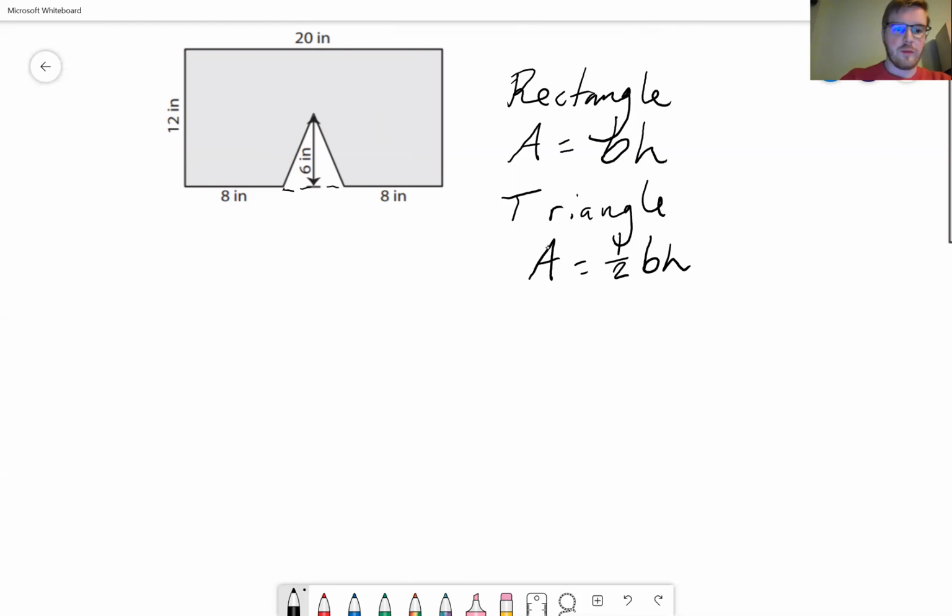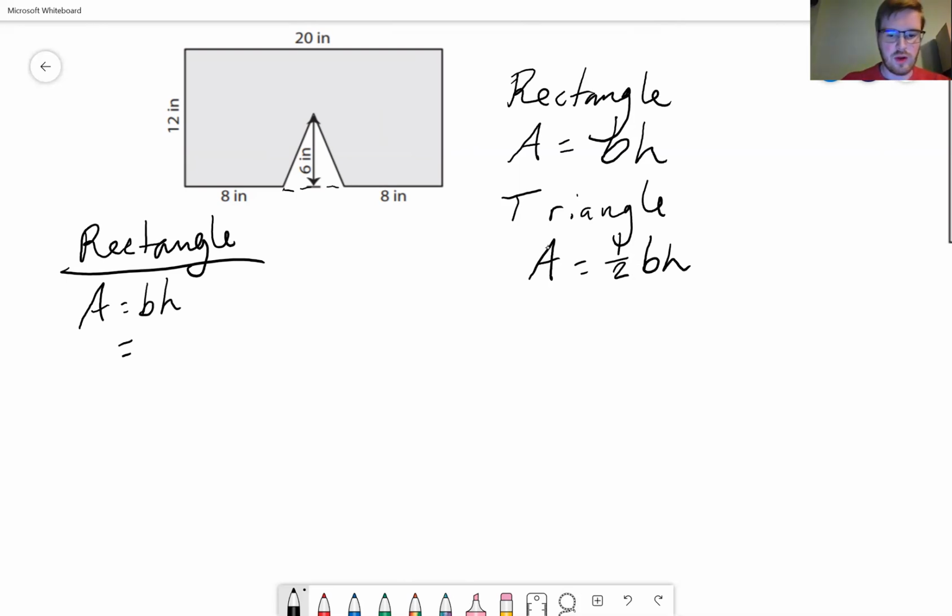All right. So for our rectangle, I'm just going to write the word rectangle over here again. And the formula for our rectangle, we can see, and I'm going to highlight the rectangle information in red here, that we've got a height of 12 inches and a width, or the base length, is 20 inches. All right, so again, we just substitute that information in the formula.